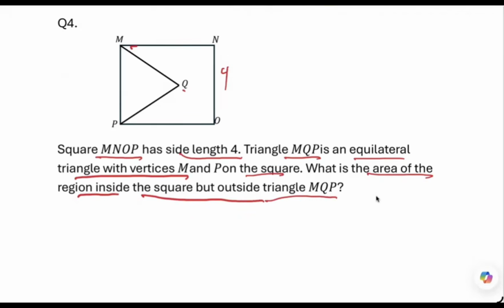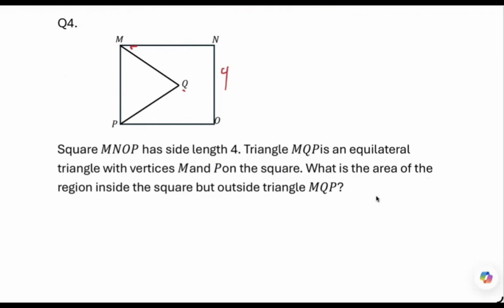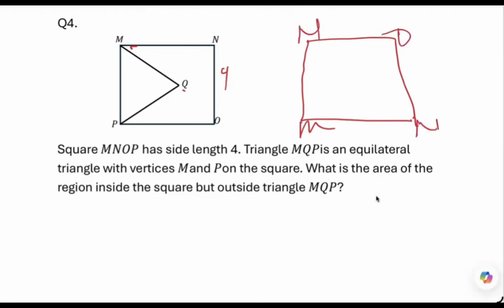That means inside the square but outside the triangle. So this is what they want us to calculate. This is the area. What do you think? Flip the diagram because of the way the diagram is. I just flip it into 2 like that so that I can see it much better, right? And then M is here and P is here, O and N. And then we have our triangle here, something like that.